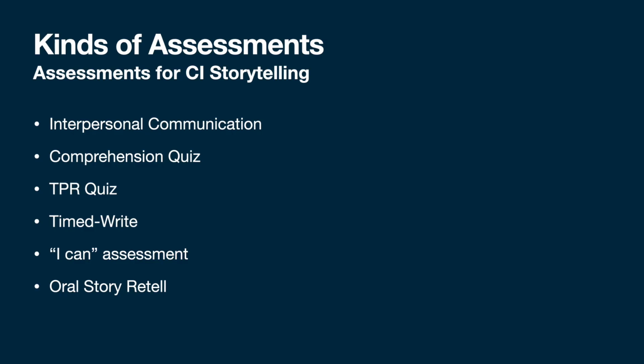These are the kinds of assessments we can use for CI storytelling: interpersonal communication, a comprehension quiz, a TPR quiz, a timed write, an I can assessment, and an oral story retell. With these assessments in hand, you're going to be able to assess learner proficiency quickly and efficiently, and in a variety of ways. Let's take a look at interpersonal communication.